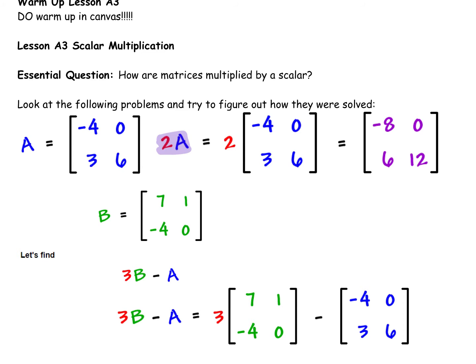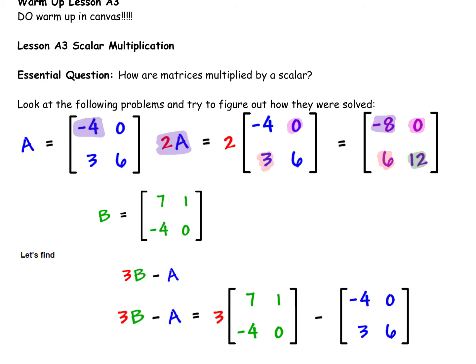Each one of my entries, look at 1, 1 here, just doubled in size. They multiplied it by 2. They took -4 times 2 and got -8. They took 0 times 2 and got 0. And 3 times 2 and got 6. And 6 times 2 and got 12. That's how we do scalar multiplication with matrices. Really easy. Remember, the word scalar means just a number. It's just some number I want you to multiply it by.